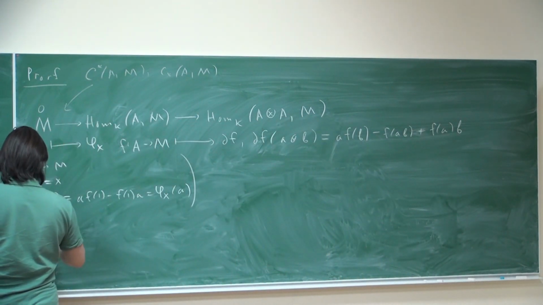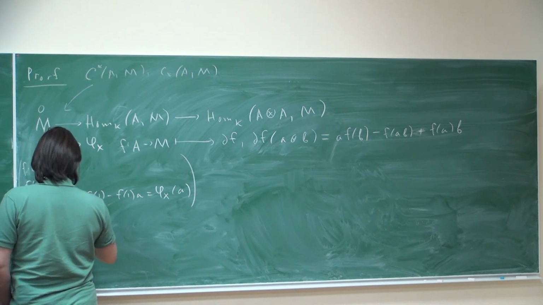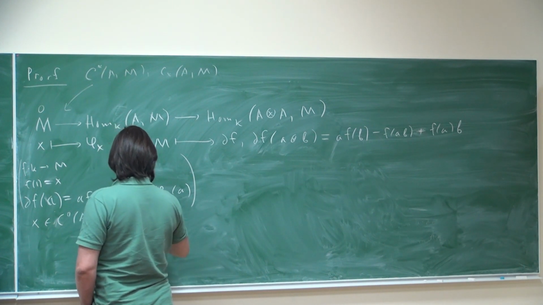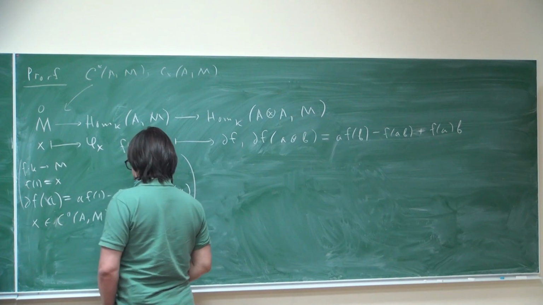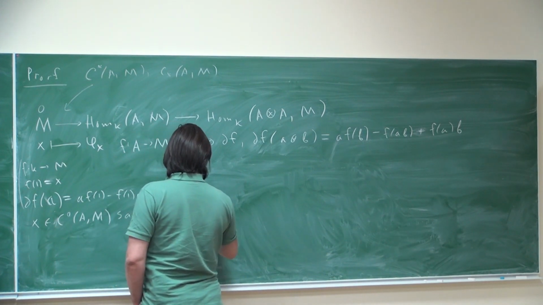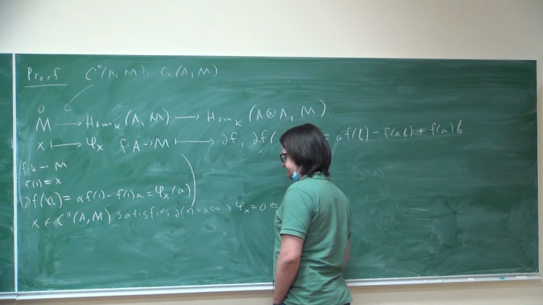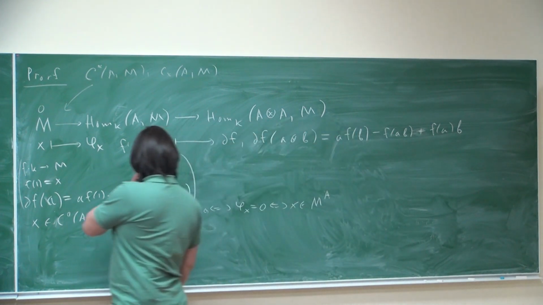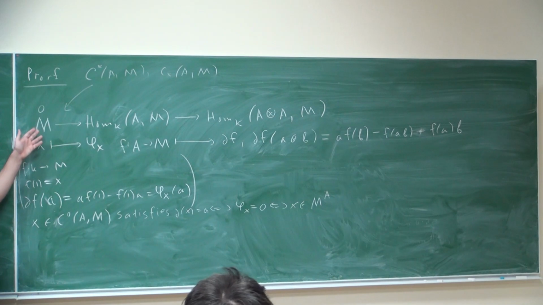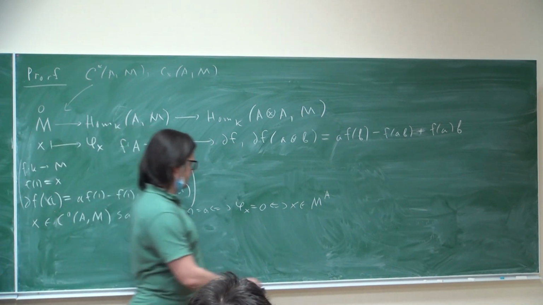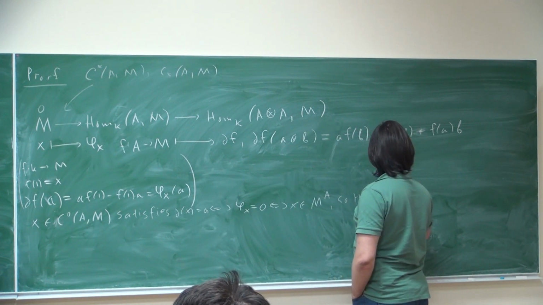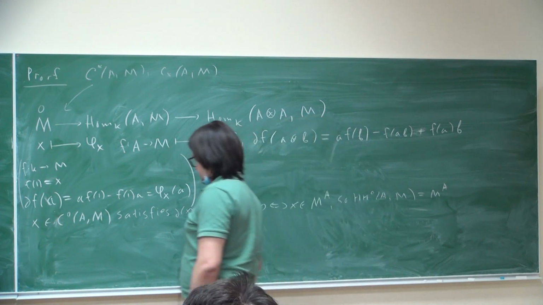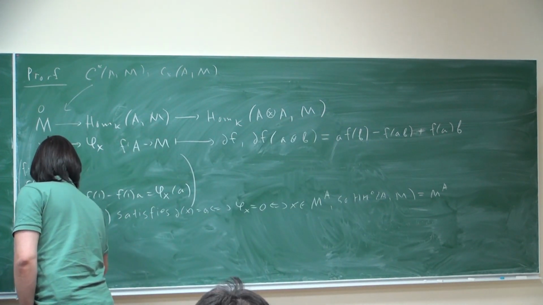So first of all, x from C^0(A, M) satisfies delta of x equals zero if and only if phi_x is zero, if and only if x lies in M^A. And by definition zero Hochschild cohomology is the kernel of this map. So HH^0(A, M) is M^A. Then f from A to M lies in the kernel.